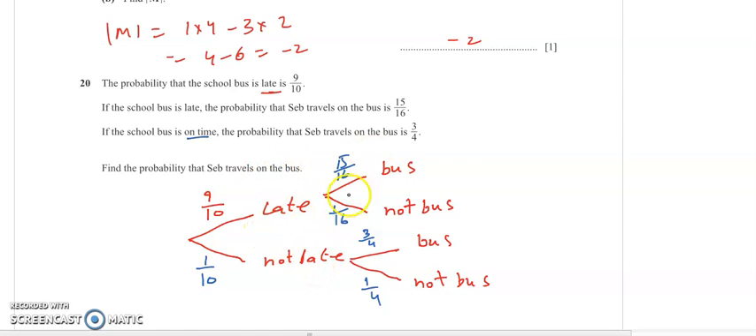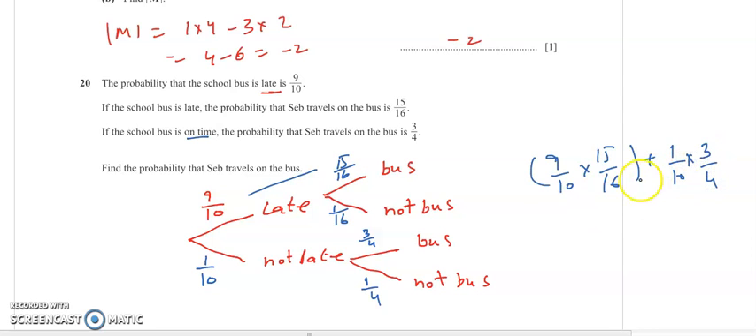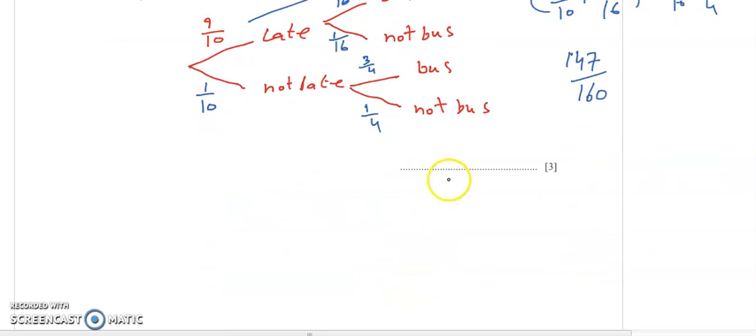So there are two scenarios when he travels on the bus. This is the first one, and this is the second one. He may be late and use the bus, and he may not be late and use the bus. So in that case, the probability of this event will be 9 over 10 times 15 over 16, plus 1 over 10 times 3 over 4. So let's calculate this one. We will get 147 over 160. Finally, the answer is going to be 147 over 160.